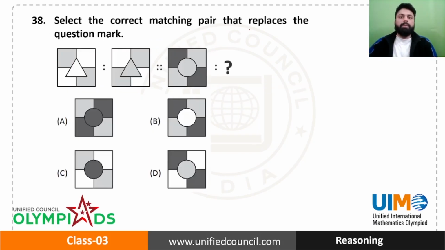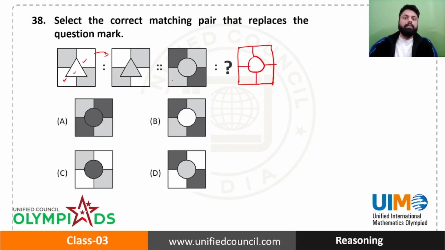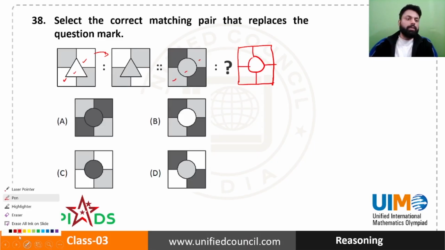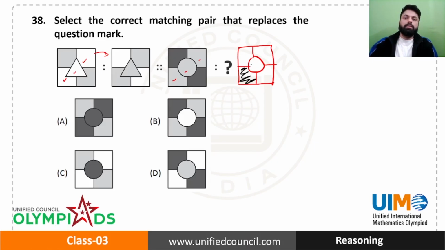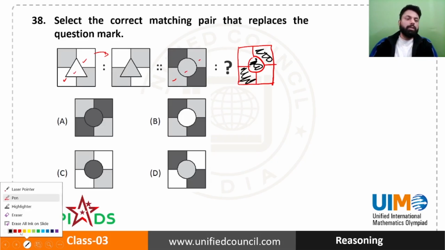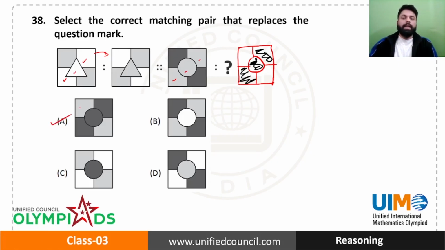Select the correct matching pair that replaces the question mark. Over here, if we look, 1, 2, 3 parts are unshaded, but over here they are shaded. So here basically the color is getting swapped. So if we make the same shape, 1, 2, 3 will have the dark color, and the other two will have the light color, which is nothing but option A. That is the correct answer. The color is getting swapped.